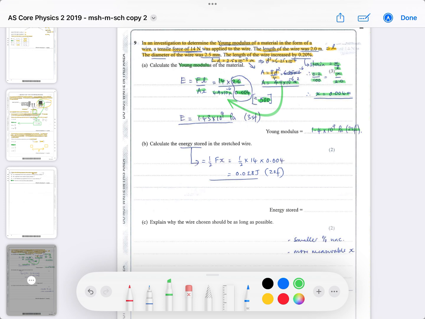It then wants you to calculate the energy stored in the stretched wire, and the energy stored is the area underneath a force extension graph. So we know F, we know X, so you could just use this equation. Energy stored is half Fx. So we know them both. All you've got to do is put the numbers in, and you get the answer to 2 significant figures as 0.028 joules, and that should go here, strictly speaking.